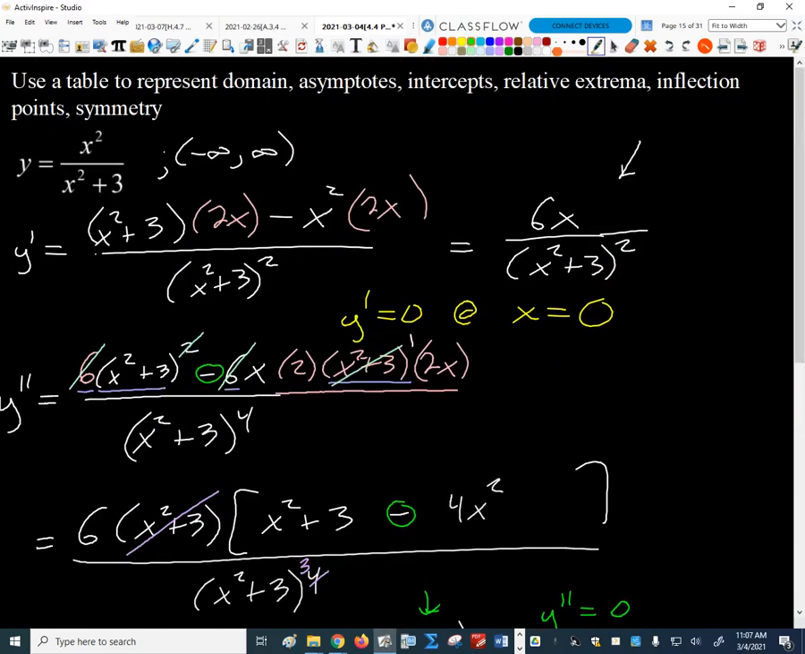What else could we do here? Well, let's look at this rational function and let's see if we can do some asymptotes on this also. Okay, there are no vertical asymptotes, agreed, because there's no zeros of the denominator, but horizontal asymptotes. So what's our horizontal asymptote going to be? I have to take a limit as x approaches infinity, right? So I'm taking the limit of x squared over x squared plus 3 as x approaches plus or minus infinity.